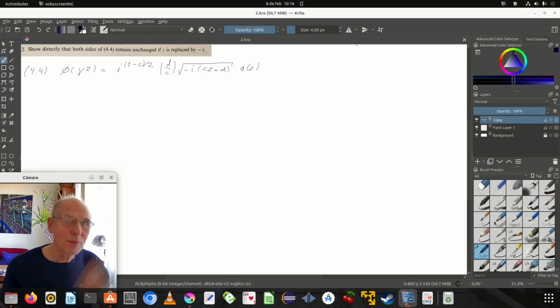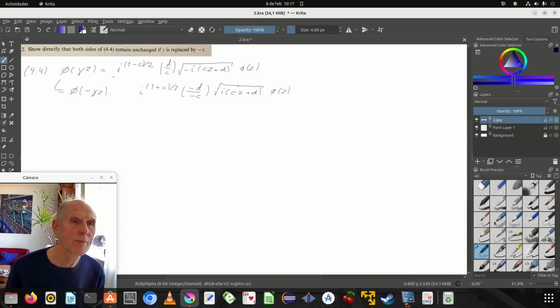Let's take a look at problem 2. I've written up the formula for 4, and obviously this is the same as operating with minus gamma, because minus the identity does not change sign, but then all of these, all of the A, B, C, and D, will change sign. So basically, we have to show that these two are identical.